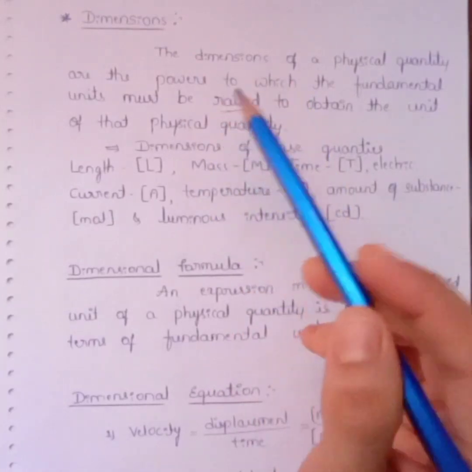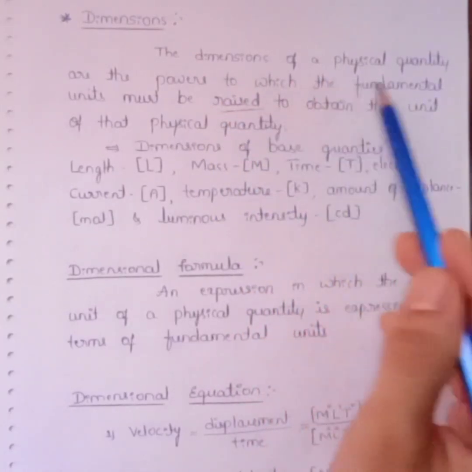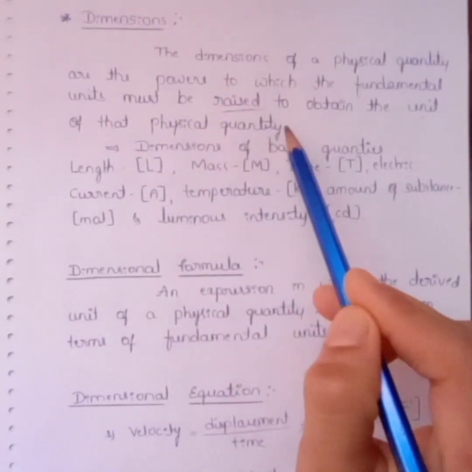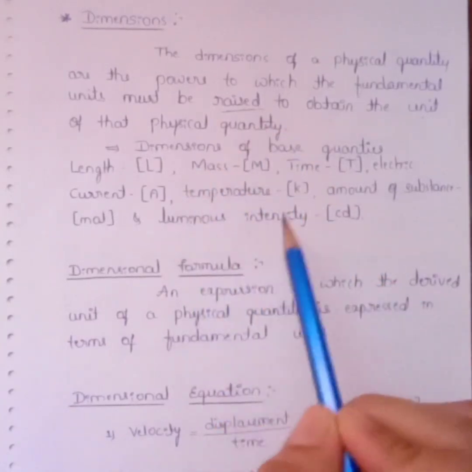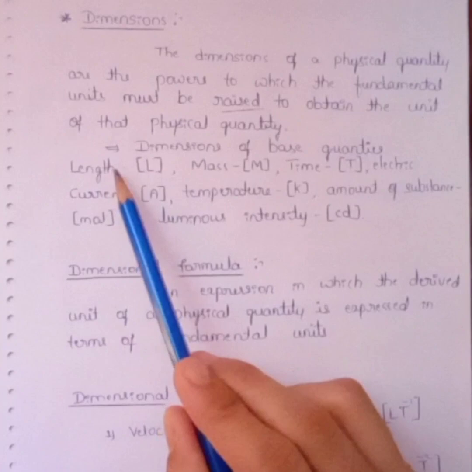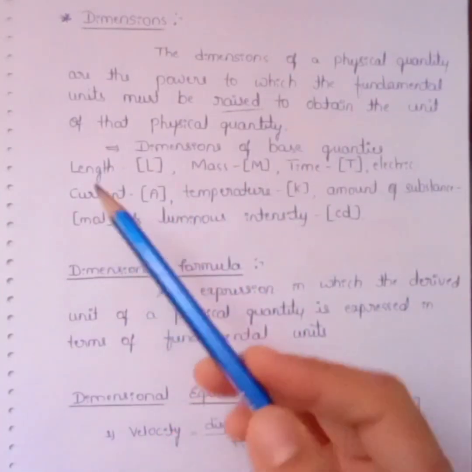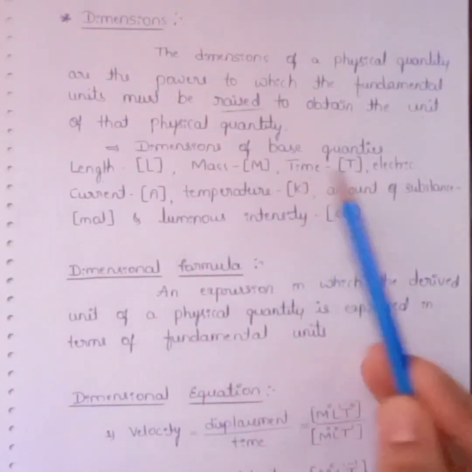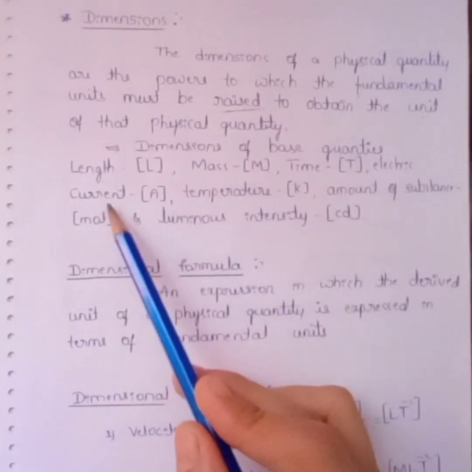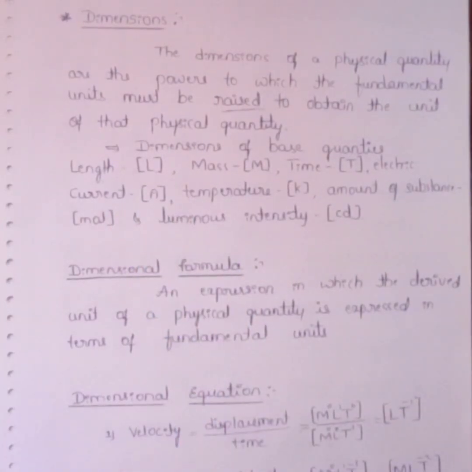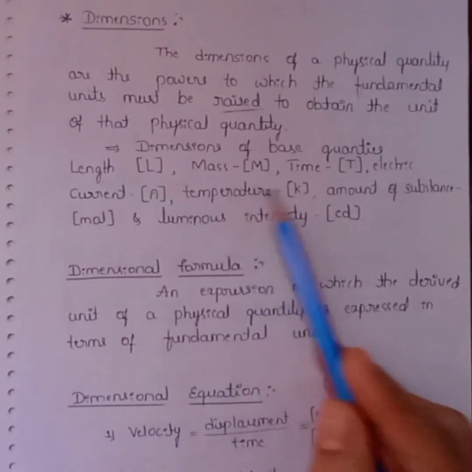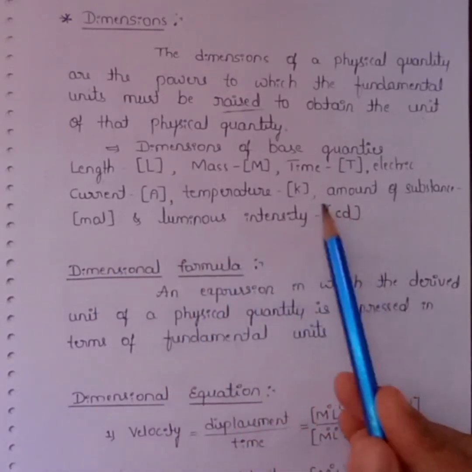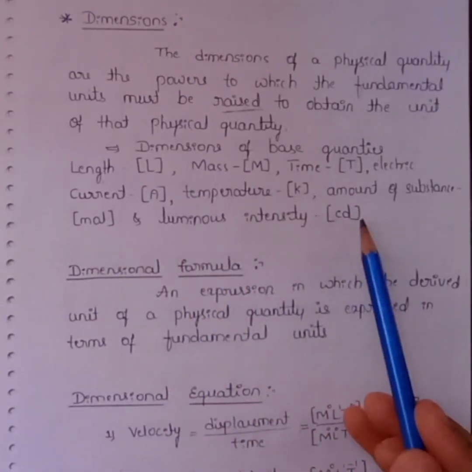What do you mean by dimensions? Just by substituting the fundamental units, we can obtain the unit of that physical quantity, which gives the dimensions. How we have to write dimensions of some base quantities? Length, we can write it as L. Mass, M. Time, T. Electric current, A. Temperature, K. Amount of substance, it is in mole, and luminous intensity, it is in candela, cd.